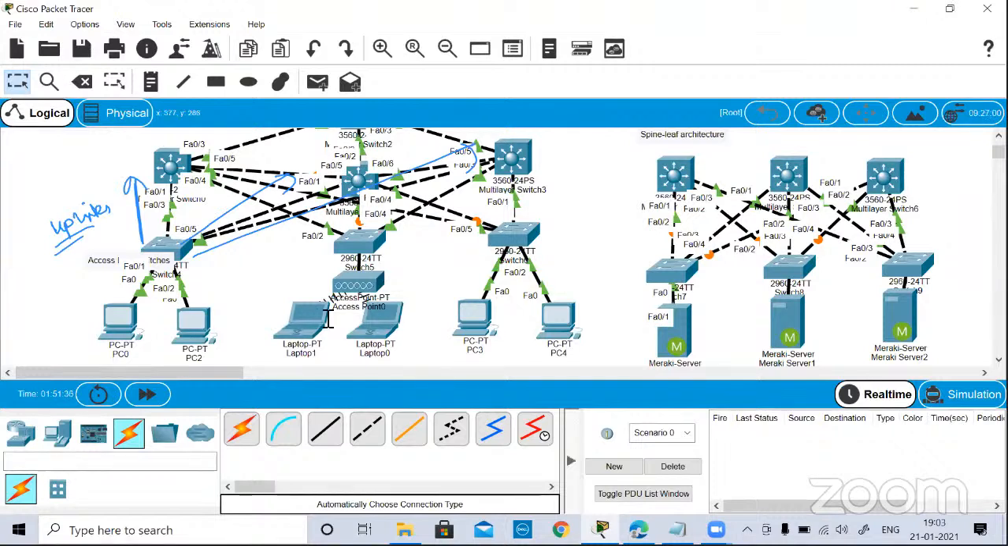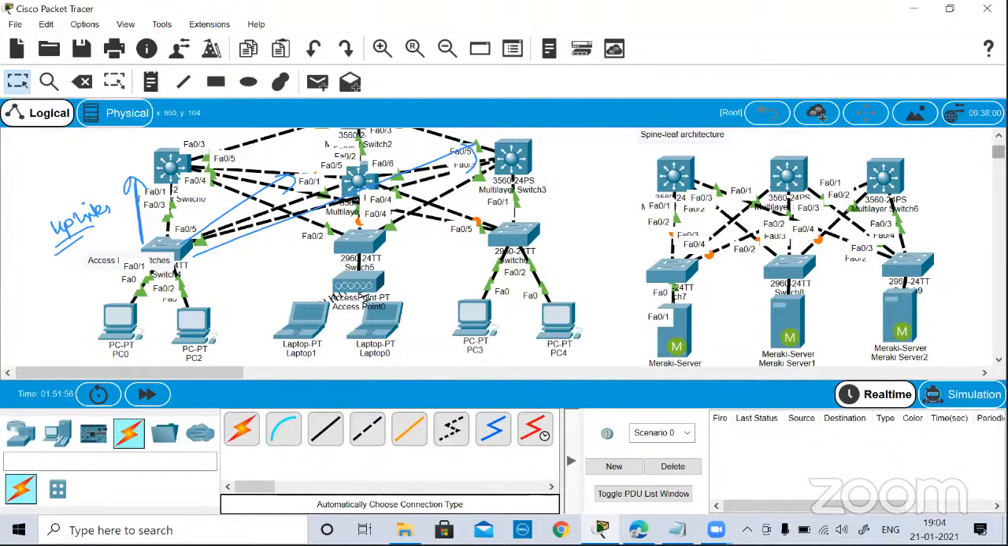So again, the features the distribution layer switches require is a good bandwidth, so that as soon as it receives a packet, it can take the decision of forwarding the packet to the correct access layer. So it requires a good processor, all these things.